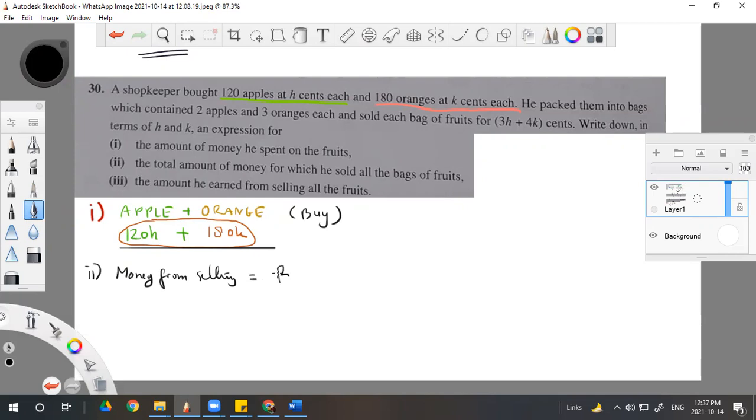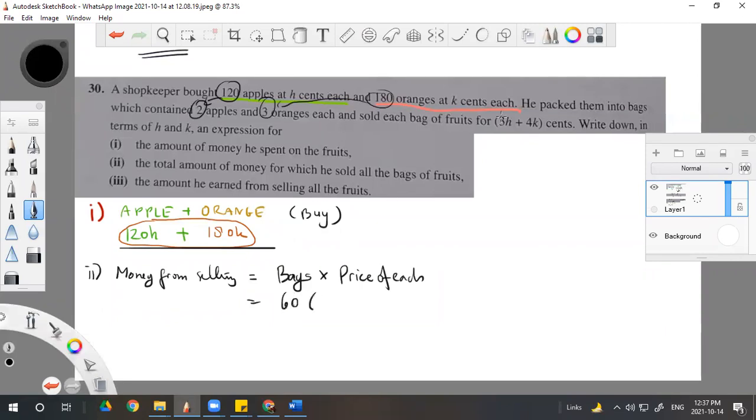Kita harus cari bag-nya dulu dong. Bag times the price of bag. Price of each. Ini kebetulan enak, guys. 120 divide by 2. Jadi 60 bags. 180 divide by 3 juga 60. Oh ya udah benar, berarti amount of bags-nya 60. Yeah, because 120 divided by 2 and 180 divided by 3 is equal. Same. It is providing the same amount of bag, 60.